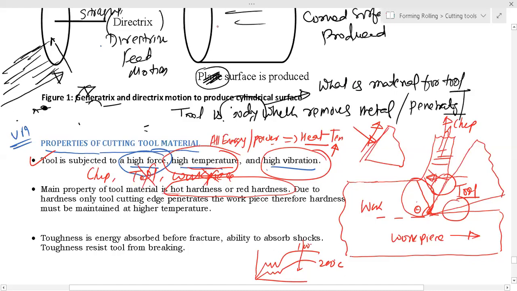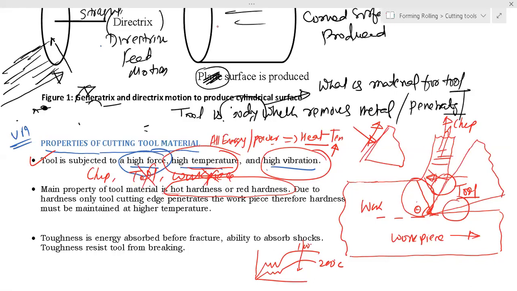As I said, because of the hardness only, material is cut. Suppose diamond is the best. It is the hardest known material. If you scratch two materials, and one material gets scratched and the other has no scratch, it is the best way to check which material is harder, right?